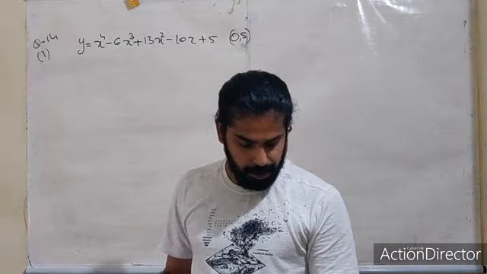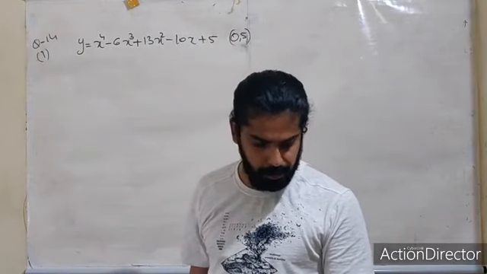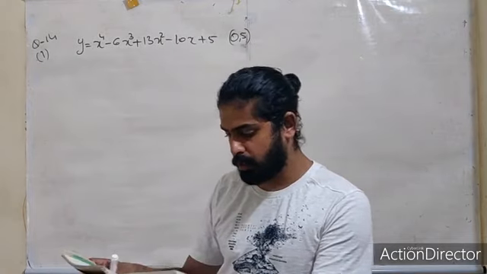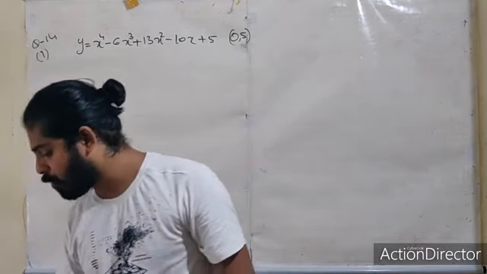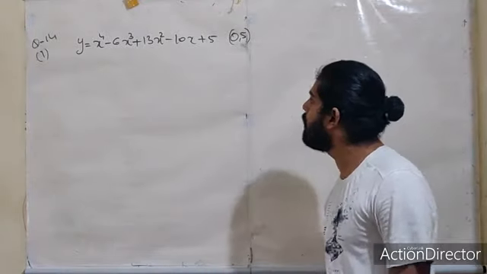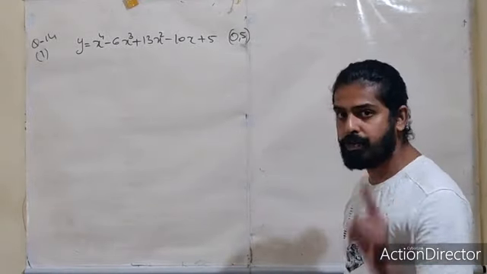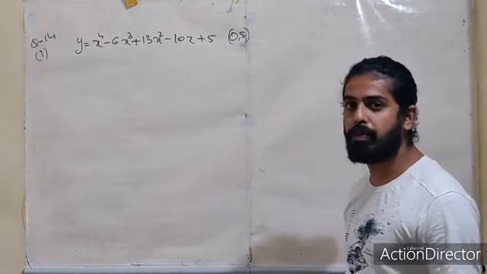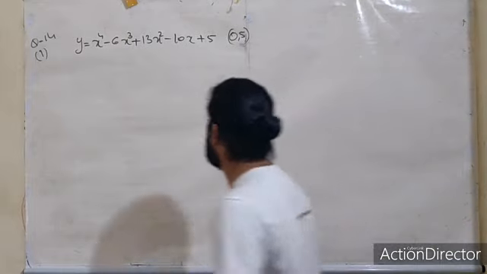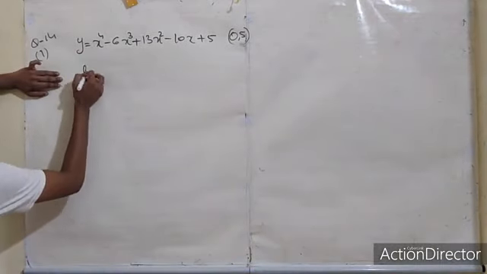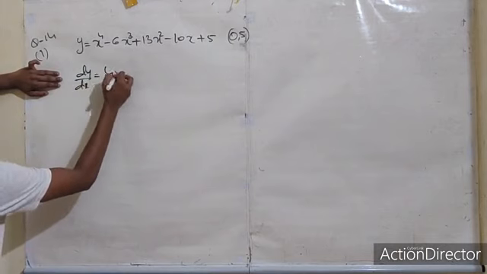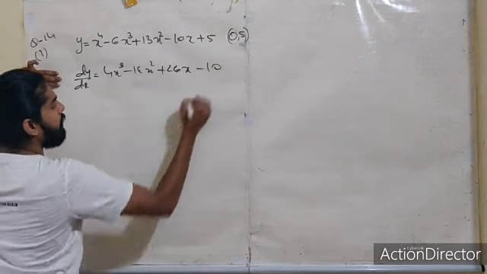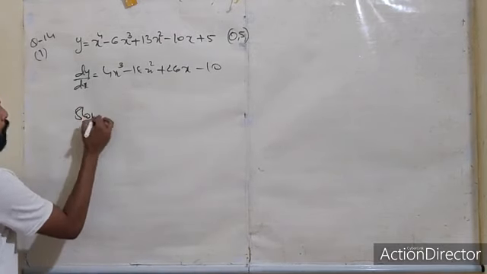Next we will do question number 14, the first part of it. The equation of the curve is y equal to x raised to 4 minus 6x cube plus 13x square minus 10x plus 5. We have to find the equation of the tangent and normal at the point 0, 5. Since the point is given, we need to find the slope of the tangent first. So what is the slope of the tangent? Let's differentiate this. Differentiating, dy by dx equals 4x cube minus 18x square plus 26x minus 10.